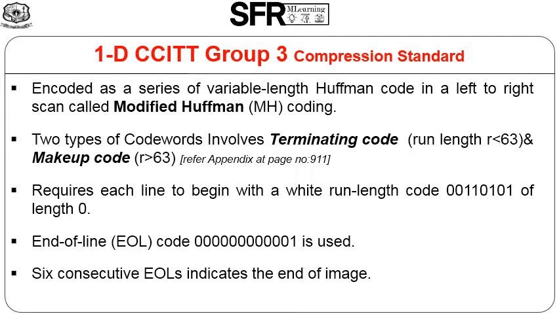In this encoding method each line should start with the white run length code of length 0, and it also involves an end of line flag value, which is 11 zeros followed by 1. To determine the end of the image we have to use 6 repetitive EOL codes. So this is the 1D CCITT Group 3 compression standard method.